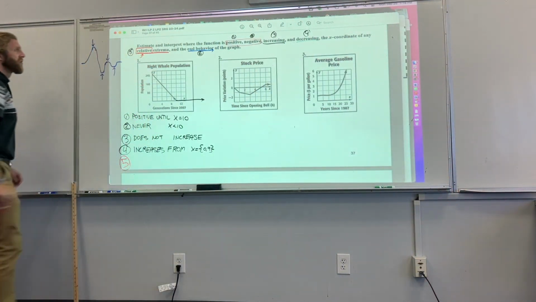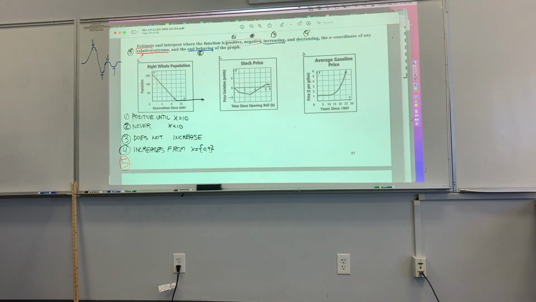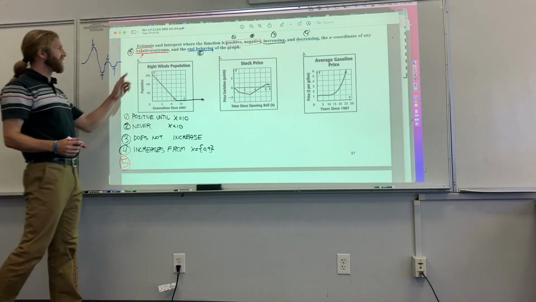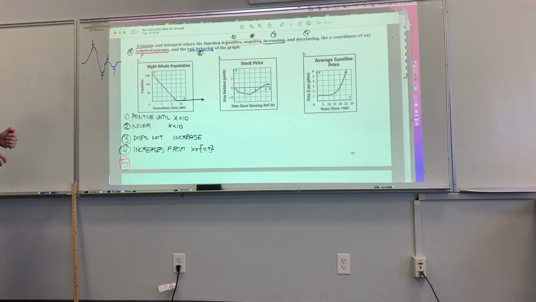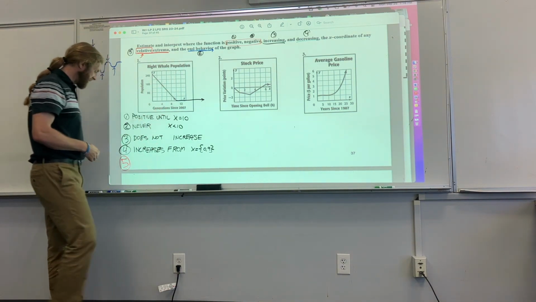In this first one, number 1, there is no change such that we have a relative extrema. It doesn't happen here. So we'll have to stay tuned. Number 2 is going to demonstrate some relative extrema. End behavior can be done.